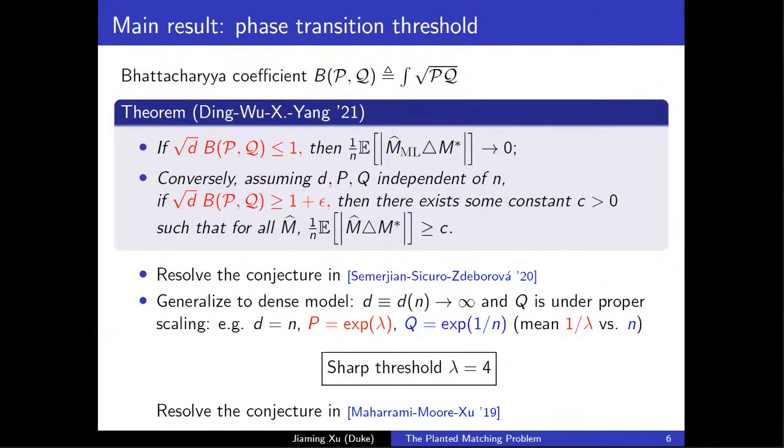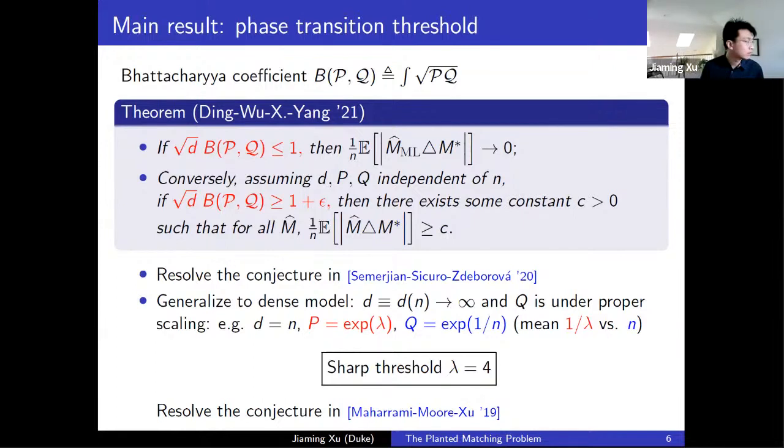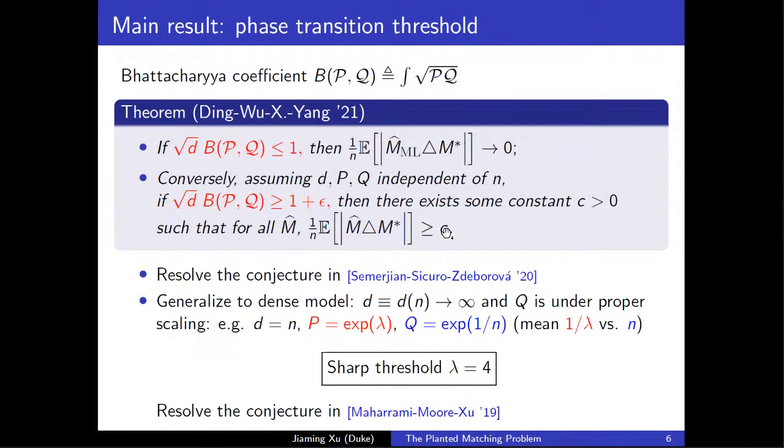Here I see that if you fix D, P, Q, if root D times the Bhattacharyya distance is less than or equal to 1, it goes to 0. And if it is larger than 1 plus epsilon, you have a positive constant. So I'm wondering, if we write this constant as a function of the Bhattacharyya distance, and look at it as the Bhattacharyya distance increases from below 1 over root D to above 1 over root D and beyond, how does the constant C as a function of this distance vary? Do you have any idea? And is that related to your infinite order phase transition? Is it a smooth transition? Is there something that can connect to that?